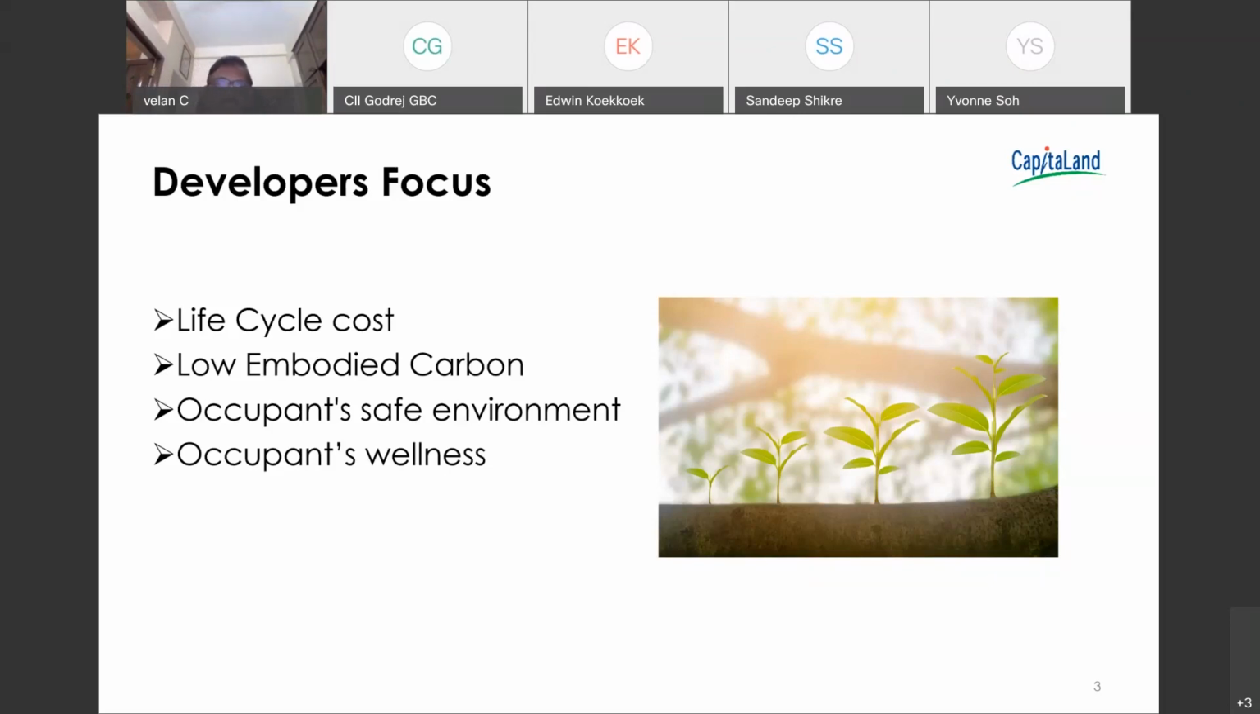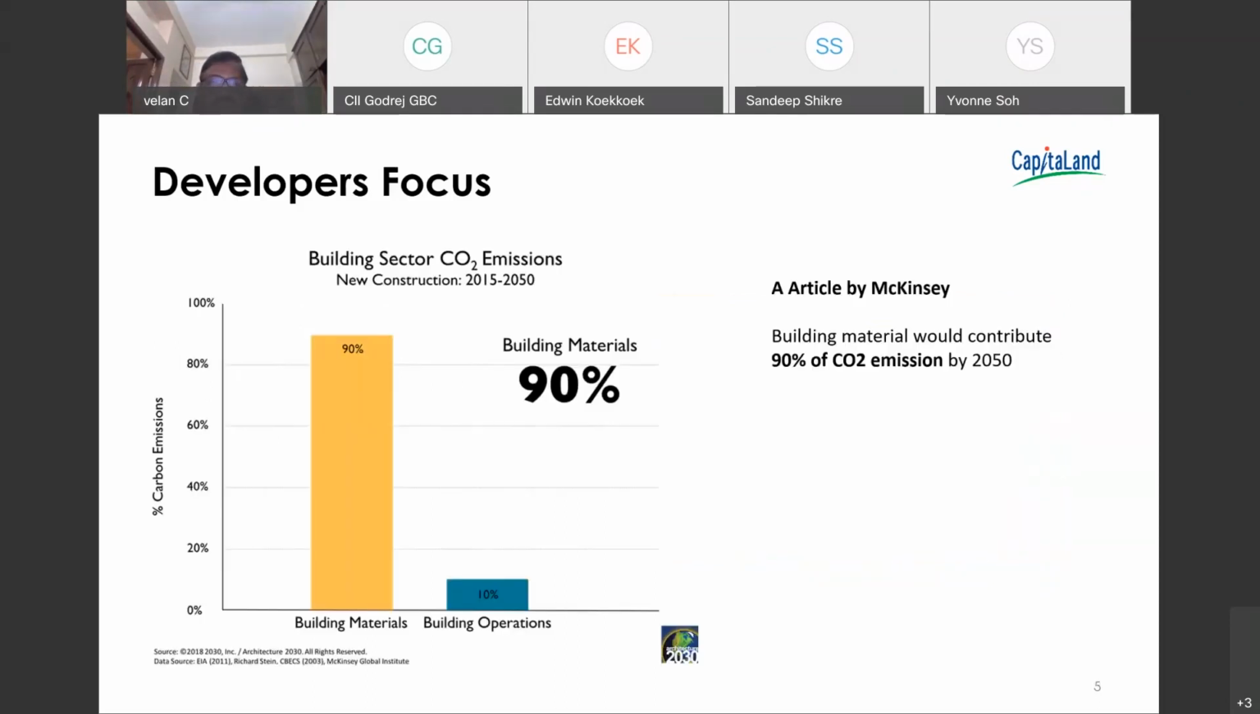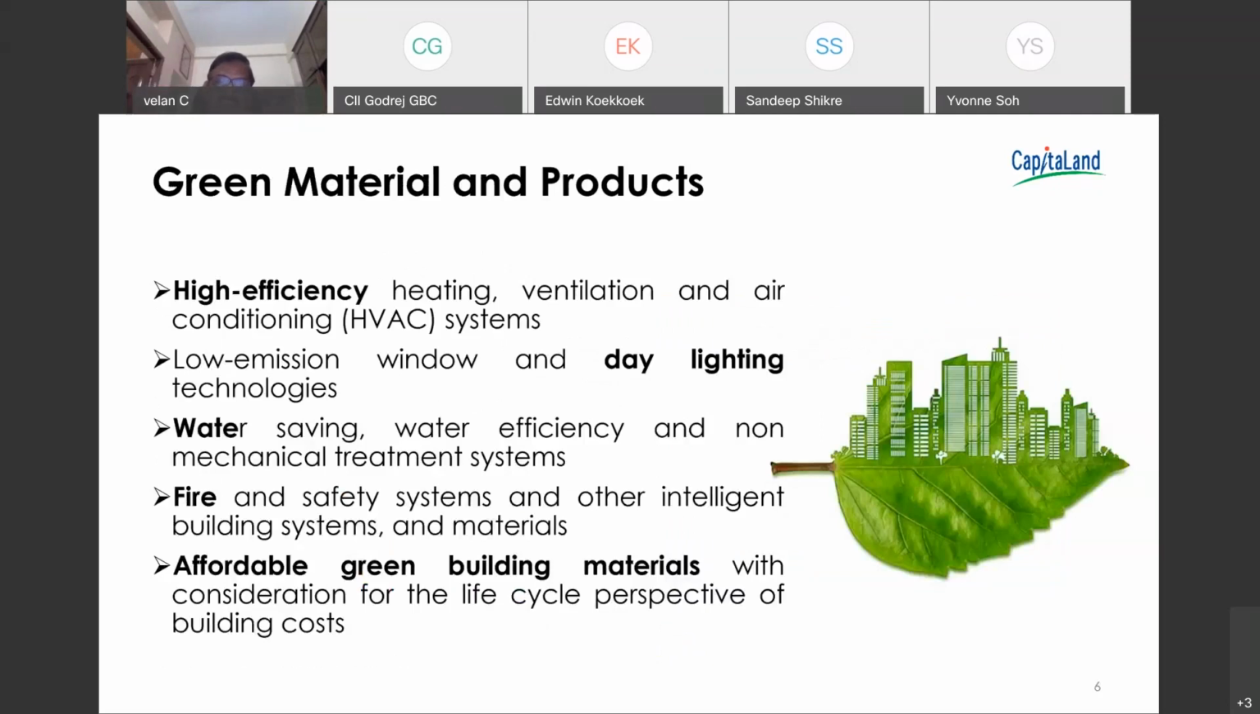So what developers are doing today is focusing on green products. The green products I refer to here should have a high efficiency heating, ventilation, air conditioning system, low emission windows and daylighting technologies, water saving and water efficient fixtures, fire safety systems, intelligent building systems and materials, and affordable green building materials, which also need to be available for the developers. These are a few things I highlighted; there are various other green materials and products in the market today, other than the electrical systems, bulbs, lighting and so on.